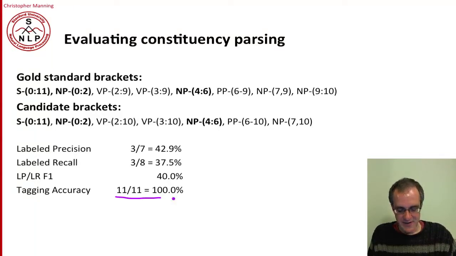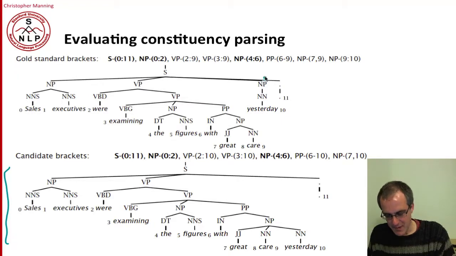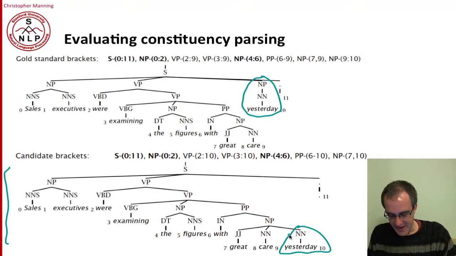Something that you might notice here is that these scores are actually pretty low, and it's worth thinking a bit about why they're so low. And what we find is that even though the candidate parse was mostly correct, we actually get a lot of brackets wrong. So what happened, the only thing that was wrong in the candidate parse was that this noun yesterday was wrongly fit into this noun phrase rather than being a sentential modifier as a temporal NP.